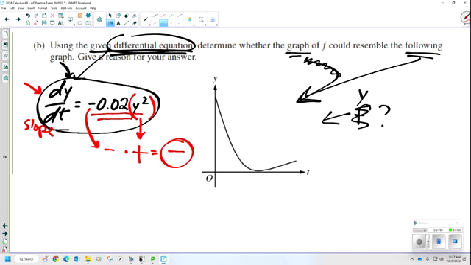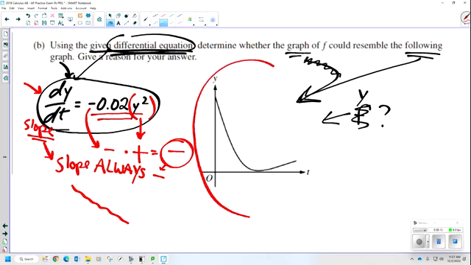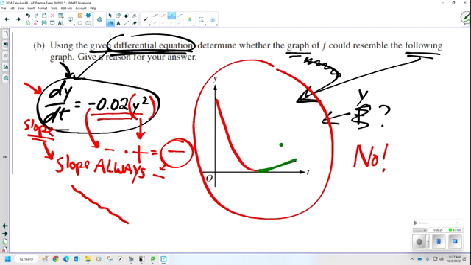If my slope is always negative, that means my graph will always be going down. It will never be going up. Let's take a look at this right here. Could this be that graph? The answer is no. How come? Even though this part is negative, negative, negative, what happens to the rest of the graph? This is increasing. This is a positive derivative or a positive slope. Our slope should always be negative. That's why. So give a reason for your answer.